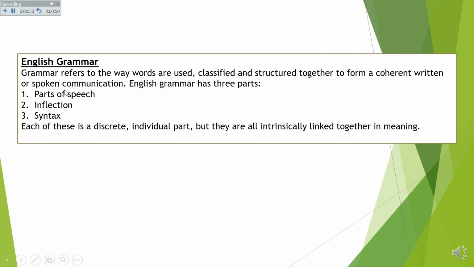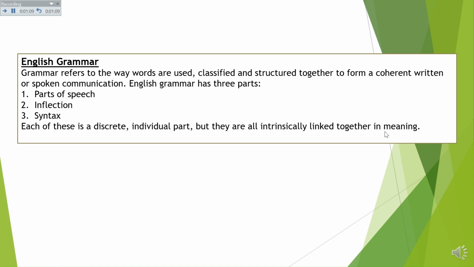So usually students think about parts of speech only. Part of speech is just one part of English grammar, right? It is not the whole English grammar, right? Each of these is discrete. Discrete means separate, individual part, but they are intrinsically linked together in meaning in our English reading.